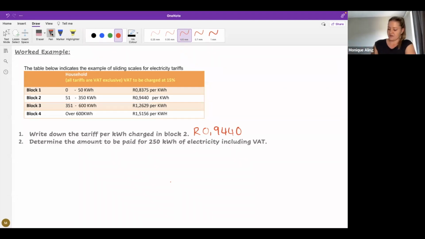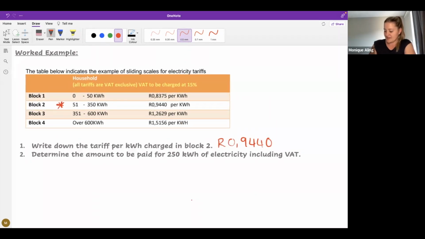So just like the water tariffs that we did on Monday, we have to determine which range we fall into, which block we fall into for this example. Which block does 250 kilowatt hours fall into? Block 1, 2, 3, or 4? Okay, 250 fits into block 2.